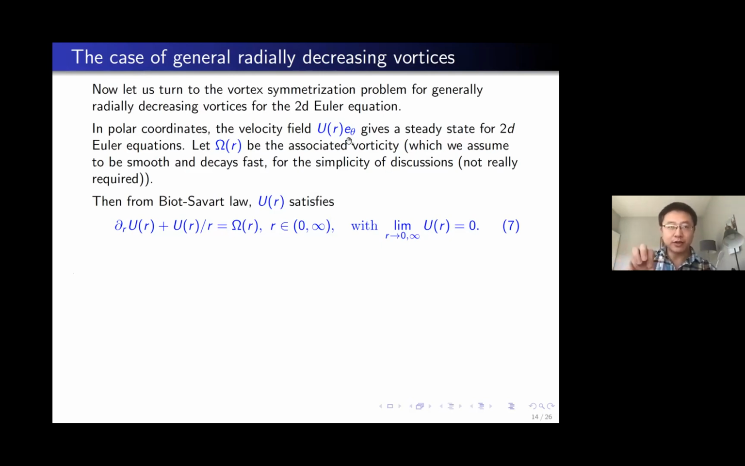Then this radial vorticity will generate differential rotation, just like the point vortex case. In this case, it's most convenient to work with polar coordinates. So in the polar coordinates, you have this velocity field, U_r e_theta, and the vorticity field is given by omega(r), which is a radial function. Then from the Biot-Savart law, this U_r satisfies this equation which connects the velocity field and the vorticity field.